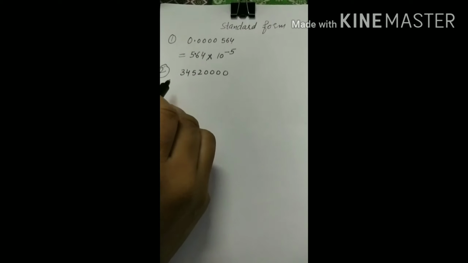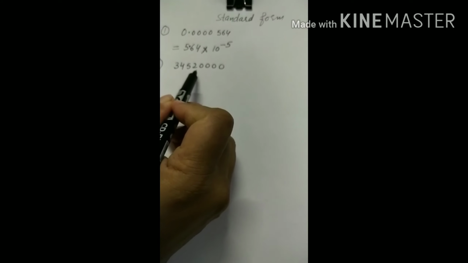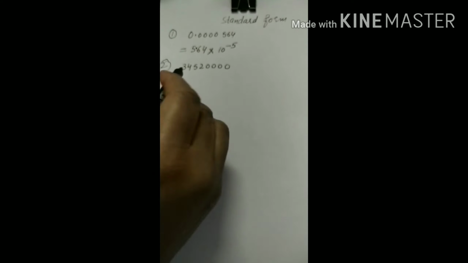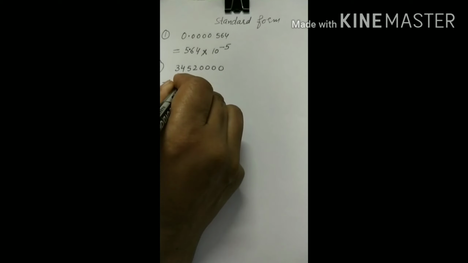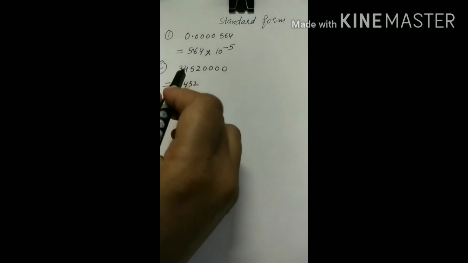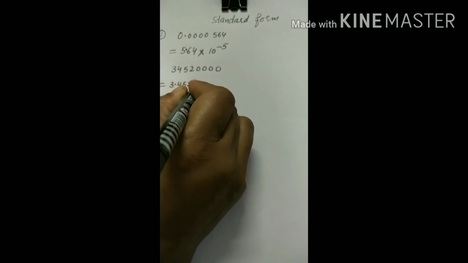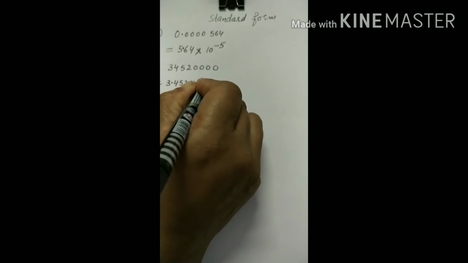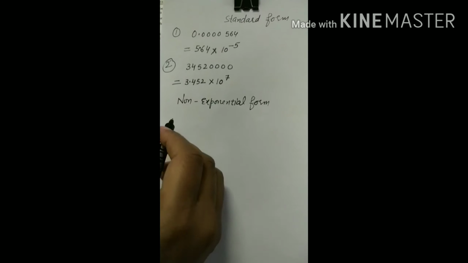Our next example: in this you can see the zeros are behind the number. So we will follow firstly the same rule that the decimal will come after the first digit. So the decimal will come after the 3. So the number is 3.452. Now we will check how many digits after the decimal: 1, 2, 3, 4, 5, 6 and 7. So there are zeros at the end, so our power will be positive. How many places have we shifted the decimal? 7 places. So 10 power 7.